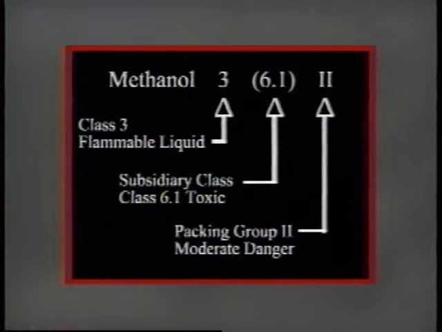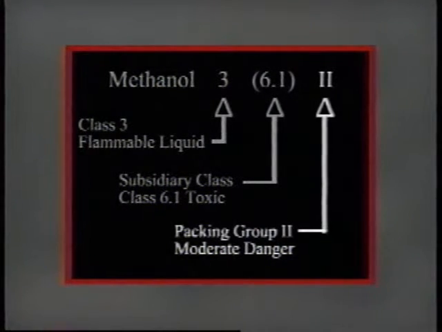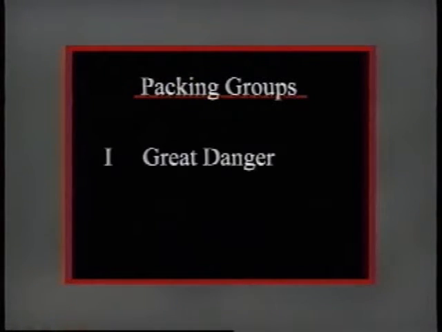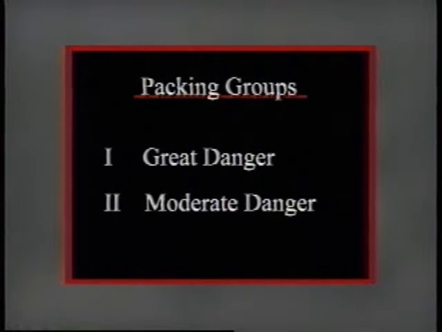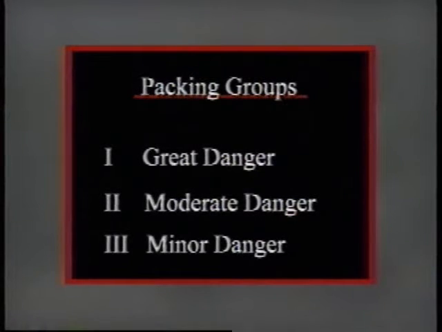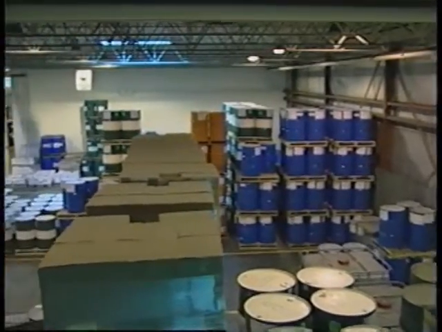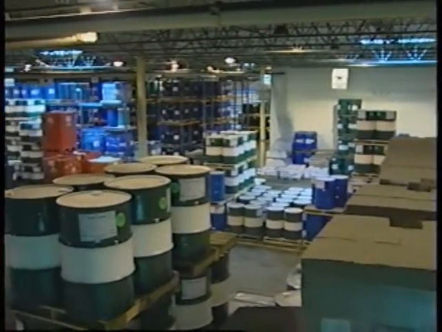In some classes, the degree of hazard is indicated by packing groups, always shown in Roman numerals. I. Great danger. II. Moderate danger. III. Minor danger. There are hundreds of thousands of chemical compounds and millions of trade names.